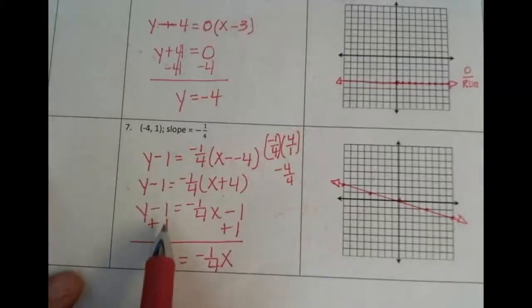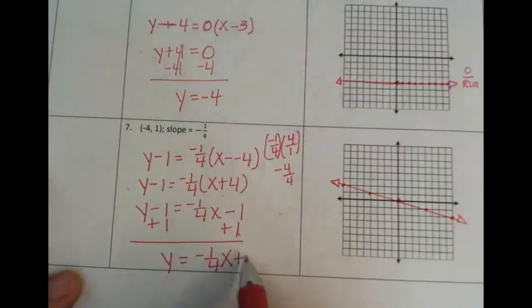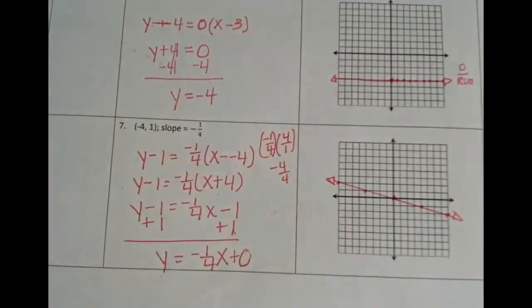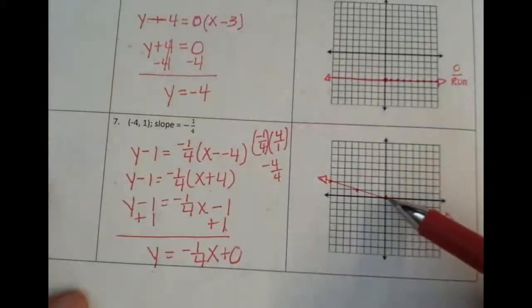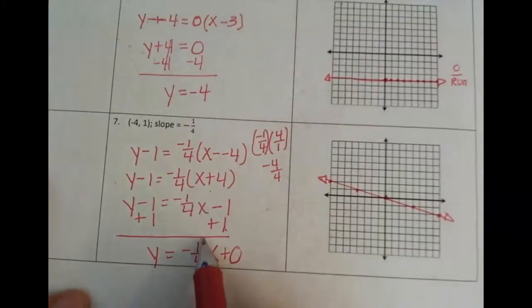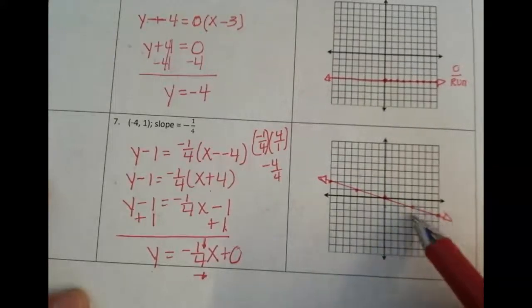To get the y alone, I added 1 to both sides, so y equals negative 1/4 x, and negative 1 plus 1 is plus 0. You can put that if you want to, but usually the plus 0 wouldn't be listed there. So to graph this, my y-intercept is 0, that's your origin, and it's negative 1/4, so it says go down 1 and right 4. So down 1, right 4, down 1, right 4.